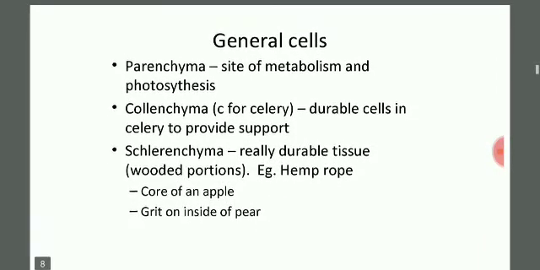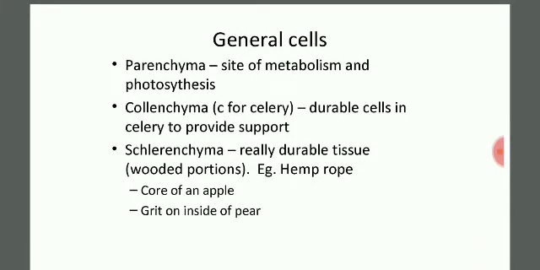General cells are parenchyma, which is the site of metabolism and photosynthesis. Collenchyma, durable cells in celery to provide support. Or sclerenchyma, really durable tissue. For example, hard parts or core of an apple or grit on inside of a pear.